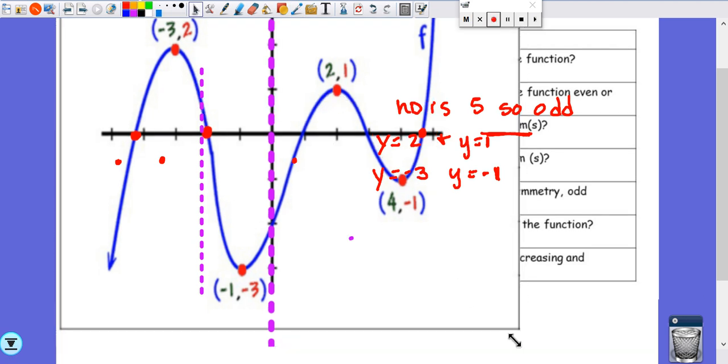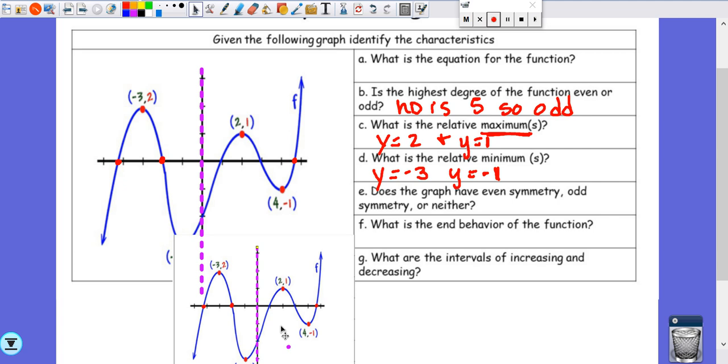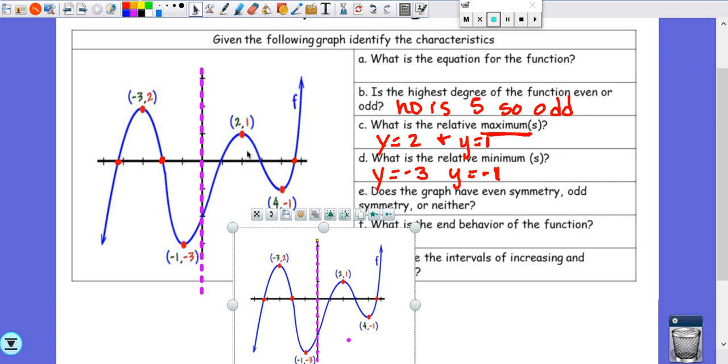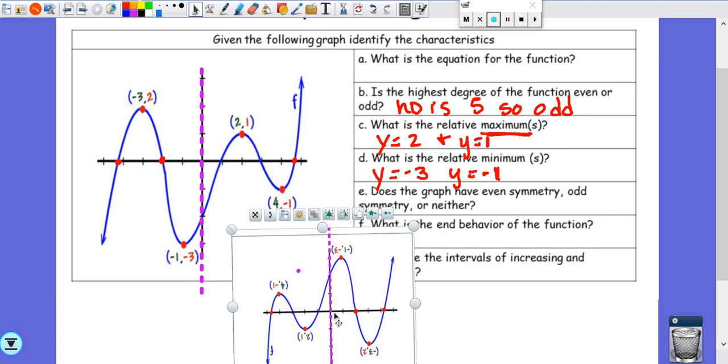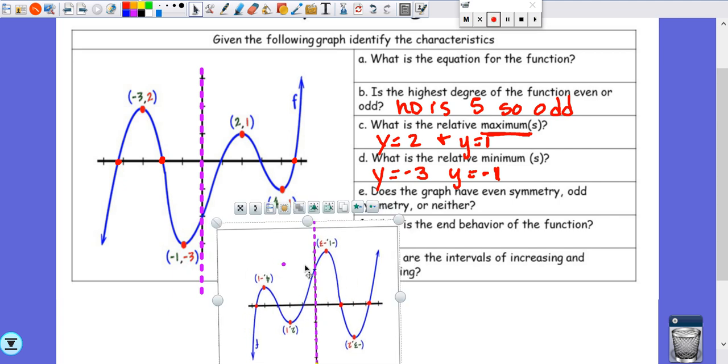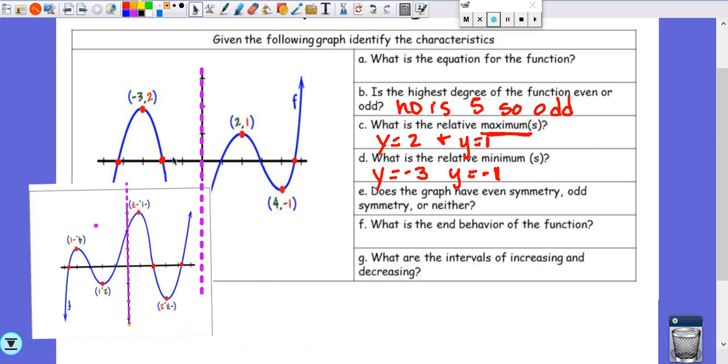All right, so what you do is I want to check. I know this graph doesn't have even symmetry because if I put a line straight down the middle, it doesn't split in half. Now I want to check to see if it has odd symmetry. So I'm going to turn this graph upside down and see, does it look exactly the same? No, it doesn't. If I take this graph right here and turn it upside down, it doesn't look the same. So I would say this graph has no symmetry. It's not even and it's not odd.